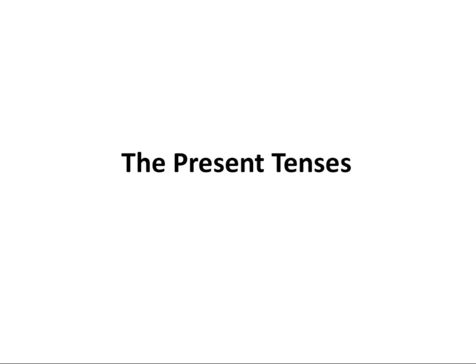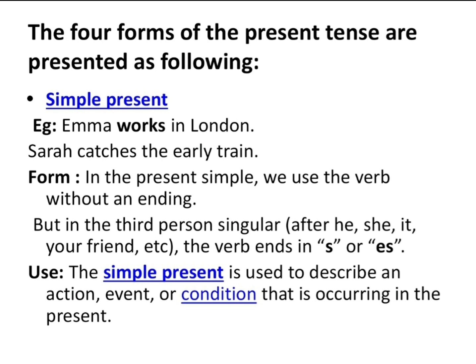Today we're going to talk about the present tenses. In the last three lessons we're going to talk about the tenses: the present tense, past tense, and the future. So let's get started. Actually, the four forms of present tense are presented as following.